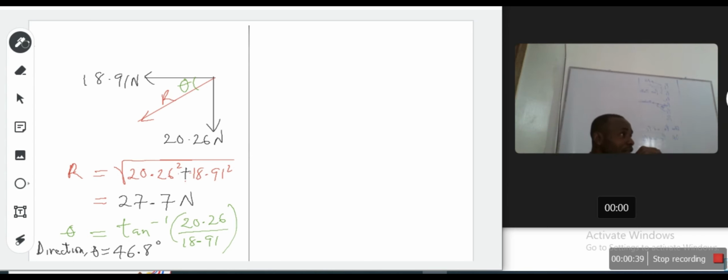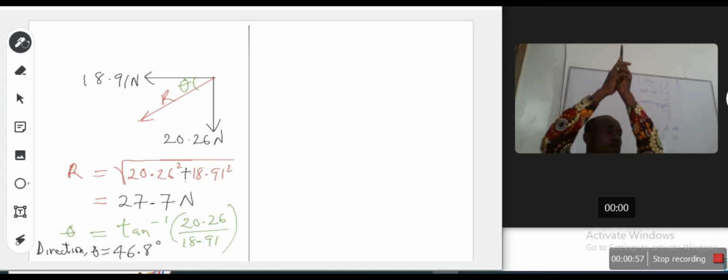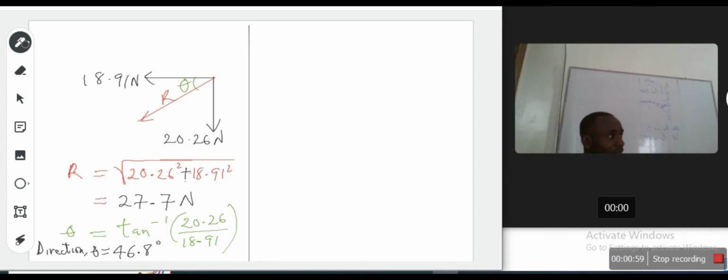Did you get what I said? If an object is in equilibrium, total forces acting upwards, 20 Newton, must be equal to total forces acting downward, 20 Newton downwards. In other words, the resultant force will be what? 0. If the resultant force is 0, the object is in equilibrium. So forces in one direction upwards must be equal to forces in the opposite direction downwards. Forces in one direction to the right must be equal to total forces in the opposite direction to the left. So you need to apply that, you know.